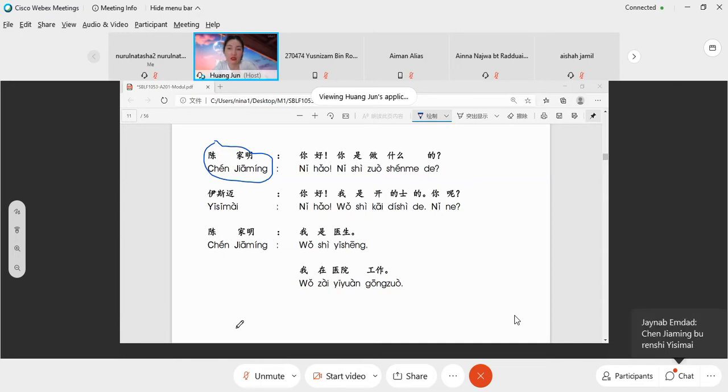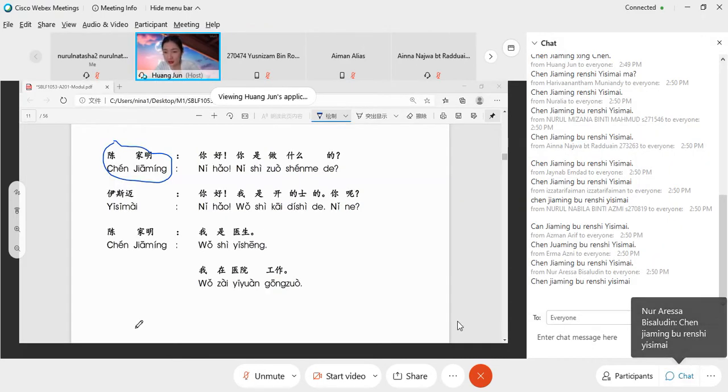Some people answered with 陈家明认识伊斯麦。Most of the people answered with 陈家明不认识伊斯麦。So before the conversation, they didn't know each other. Okay, 陈家明不认识伊斯麦 because they greet with 你好 and also they don't know each other's jobs. That's why we can know before they start the conversation, they don't even know about each other.